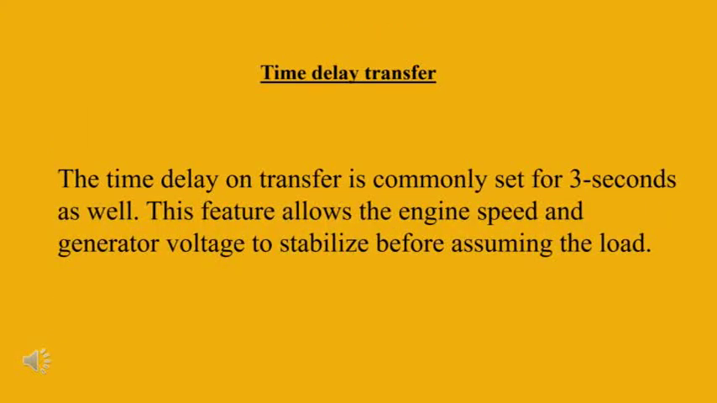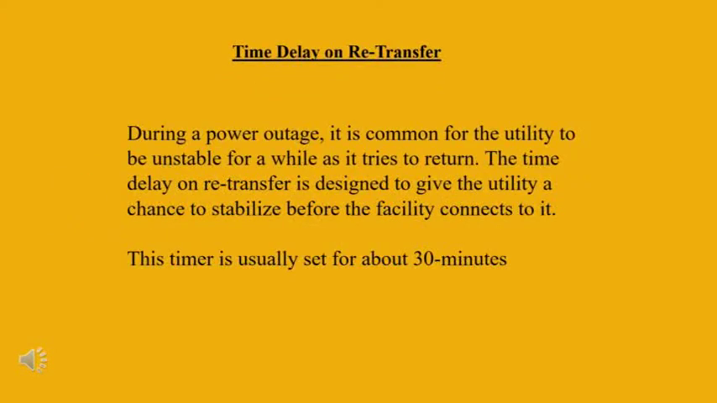Time delay transfer. The time delay on transfer is commonly set for 3 seconds as well. This feature allows the engine's speed and generator voltage to stabilize before assuming the load. Time delay on retransfer. During a power outage, it is common for the utility to be unstable for a while as it tries to return. The time delay on retransfer is designed to give the utility a chance to stabilize before the facility connects to it. This timer is usually set for about 30 minutes.